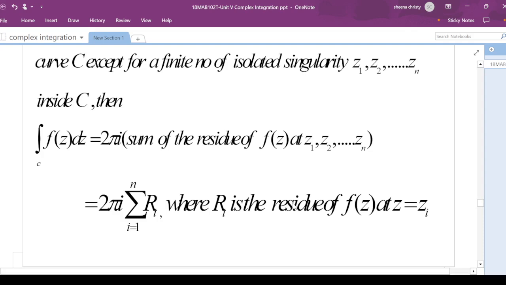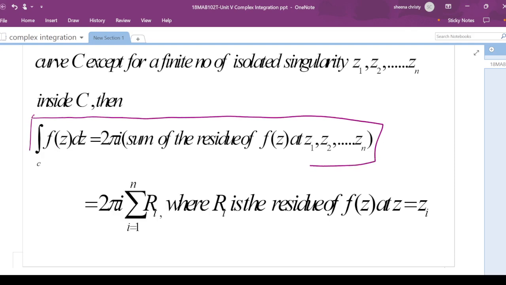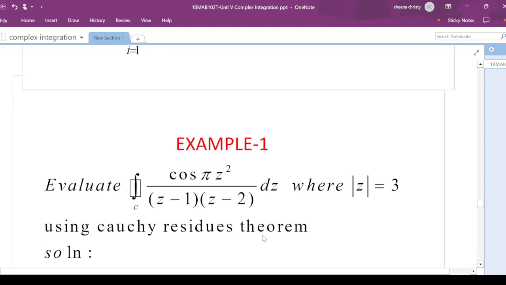So we have to memorize this formula: integral over C of f of z dz equals the sum of the residues times 2 pi i. Consider this problem.